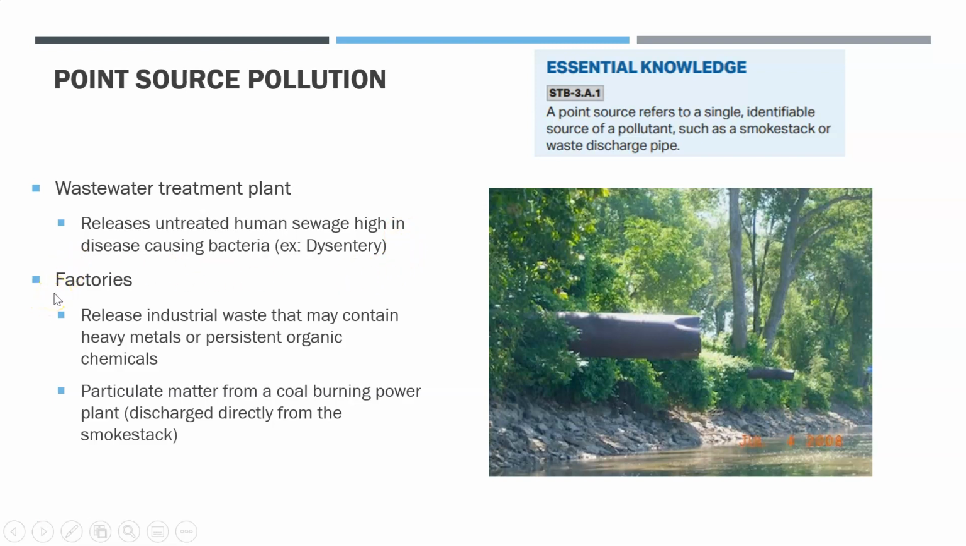Additionally, we have factories which release industrial waste that could contain heavy metals or persistent organic chemicals. An example of this could be particulate matter from a coal burning power plant, which is discharged directly from the smokestack. So that is point source pollution. We know exactly where it's coming from.